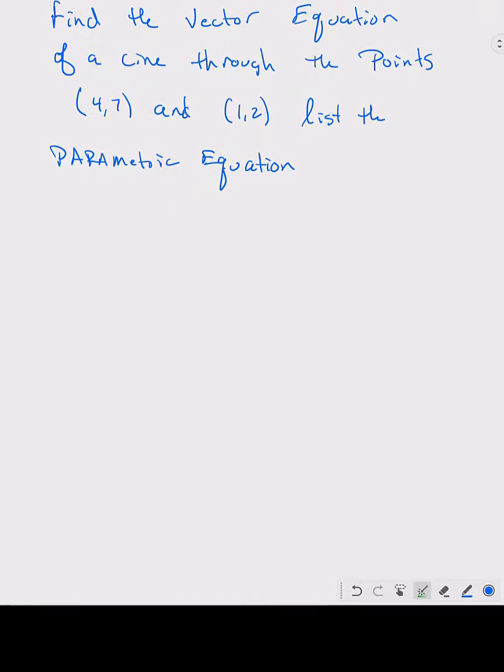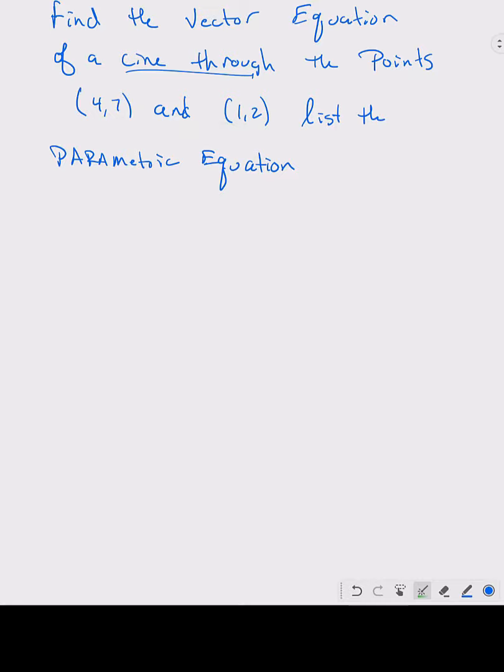For example, one of our homeworks might ask us to find the vector equation of a line through the points, and then we'll be given a couple of points. And then maybe they'll ask us to list the parametric equations.